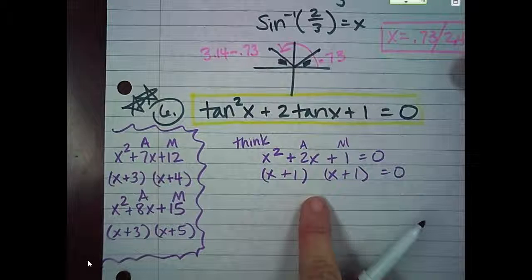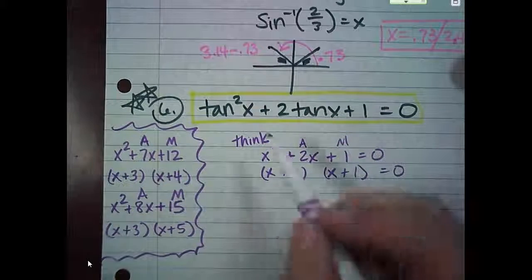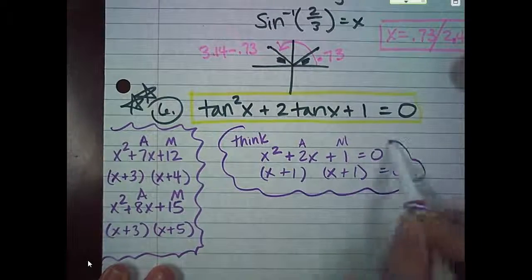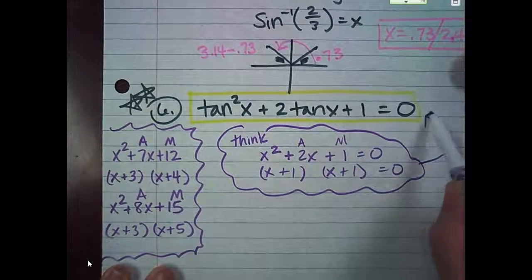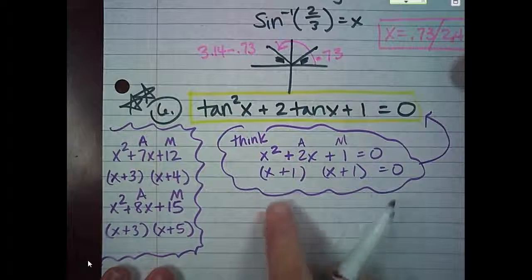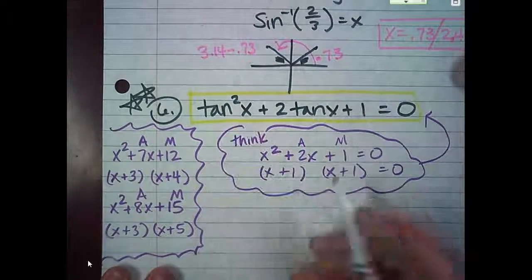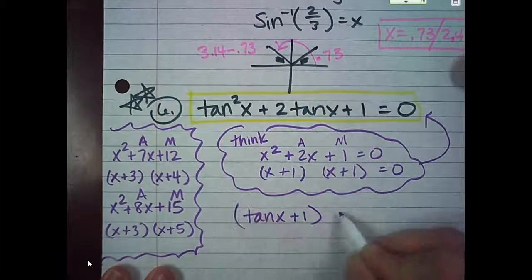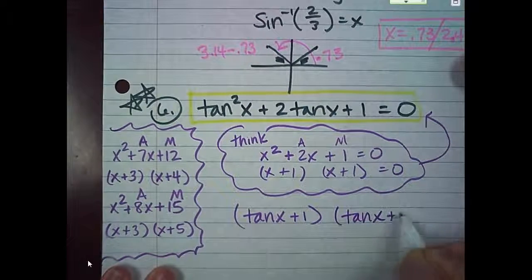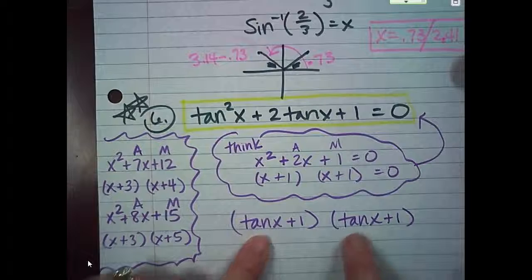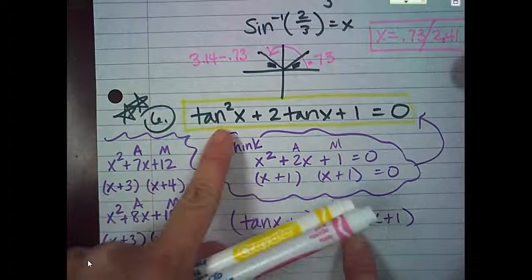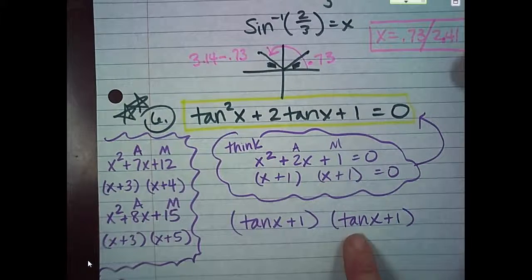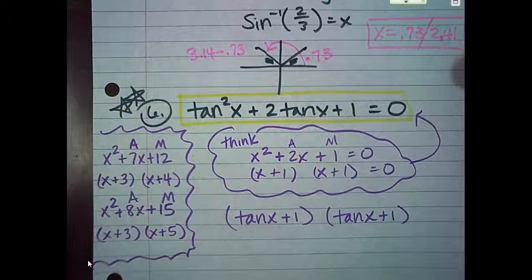So now your answer, now that I did my little thinking and I factored it, we've got to turn it back into this big mess now, right? So we had x plus 1. That's the same thing then as what I have: tangent of x plus 1 times tangent of x plus 1, right? Because if you FOIL this, tangent of x times tangent of x is tangent x squared. Y'all see it? So it's the same.